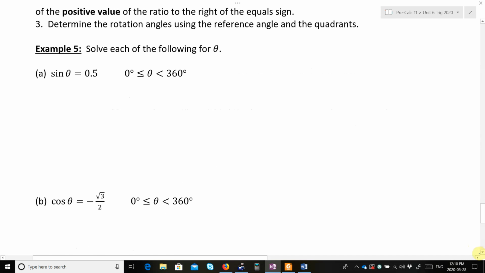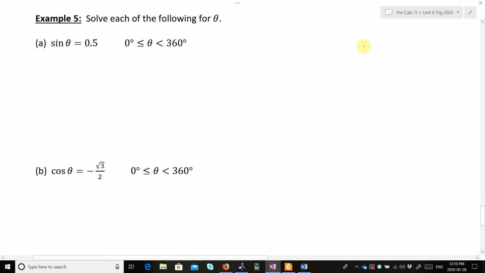Example 5, solve each of the following for theta. And I'm just going to remind us of the CAST rule. Okay, so we have sine of an angle equals positive 0.5. So you have to ask yourself, where is the sine ratio positive? Well, all ratios are positive in quadrant 1, and sine is positive in quadrant 2. So this sine of this angle being 0.5 could happen in quadrant 1 or 2.